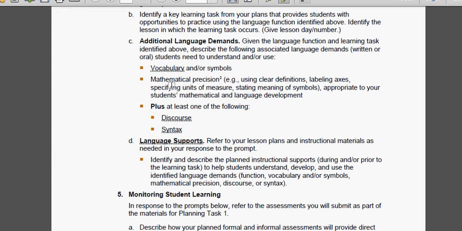For mathematics, there's math precision plus at least one of the following, either discourse or syntax. And as we've been saying, in the lesson plan template, you're supporting each of these every time you list them. So in the template, I explicitly put a section for the language function, how you support the language function. Then there's vocabulary and support for the vocabulary. And then you need at least one more. And math precision is an extra one for math. And so what does discourse and what does syntax mean?